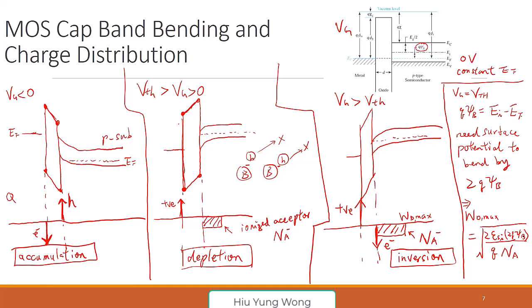Okay, here VG is larger than VTH, so I bend more than that, right? So if it is just 2Q phi B, then it is bending by this, so that this one bends down, and the distance here equals the distance here.